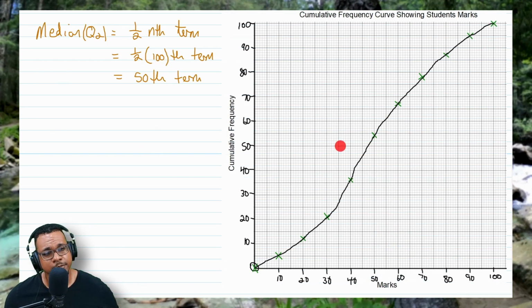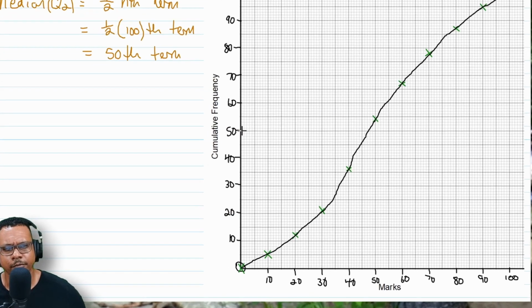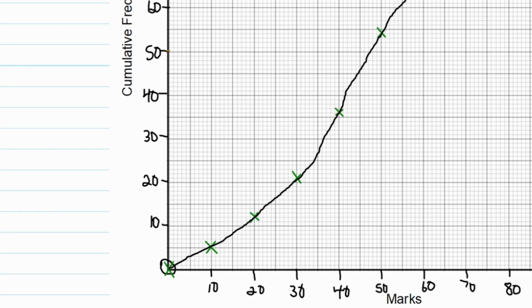So I'm going to come to my cumulative frequency curve. I'm going to look at the axis for the cumulative frequency, which is the y-axis. I'm going to locate 50 because my median is my 50th term. I'm going to draw a straight line across from 50 to touch the curve. And where that line touches the curve, I'm going to bring a straight line down. And that would be my Q2.